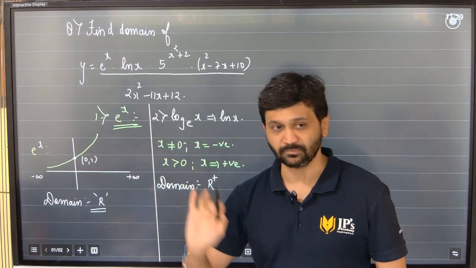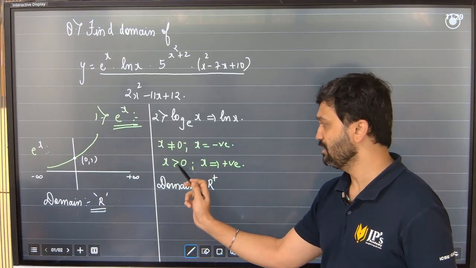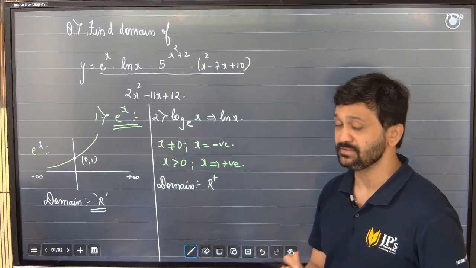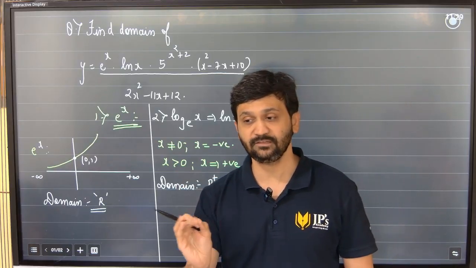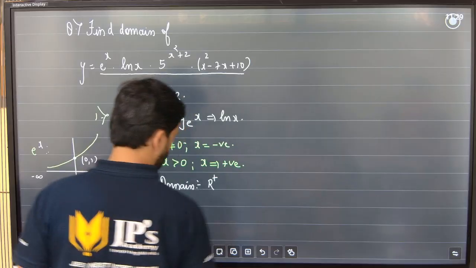First part is all real numbers. Second part says you can't take negative, you can't take 0, so you can only take positive numbers. Therefore my domain is all positive real numbers. Not natural numbers, positive real numbers. So I've solved the first part and the second part.